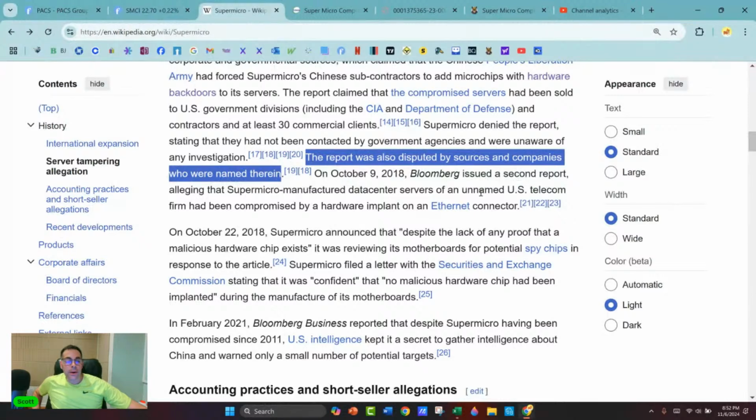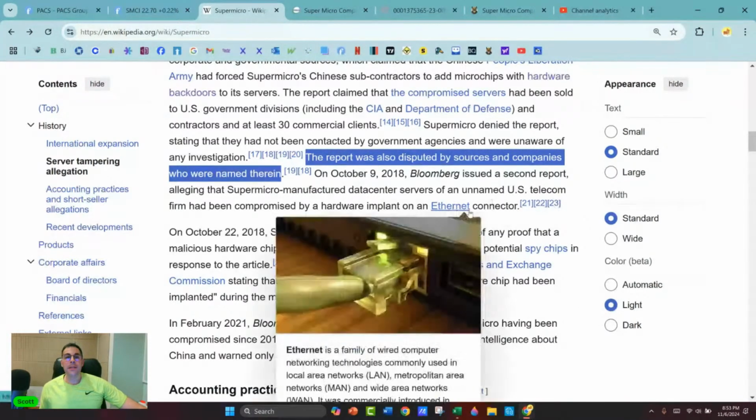A second report alleged that Supermicro manufactured data center servers of an unnamed U.S. telecom firm had been compromised by hardware. So it's been on an Ethernet connector. It sounds bad, right?